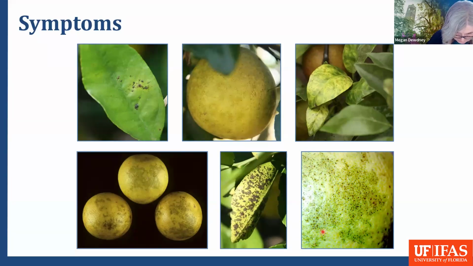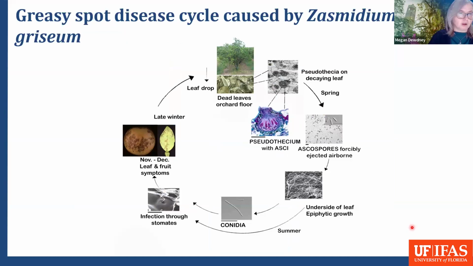You can see that it's like little pinpoint spots in between the oil glands, and that's actually the stomatal guard cells being injured. So the disease cycle of greasy spot is probably familiar to many people. All the action starts just as we're coming into the winter season. Leaves are starting to fall probably now with the cool temperatures, but all the way through to February is our major leaf drop.